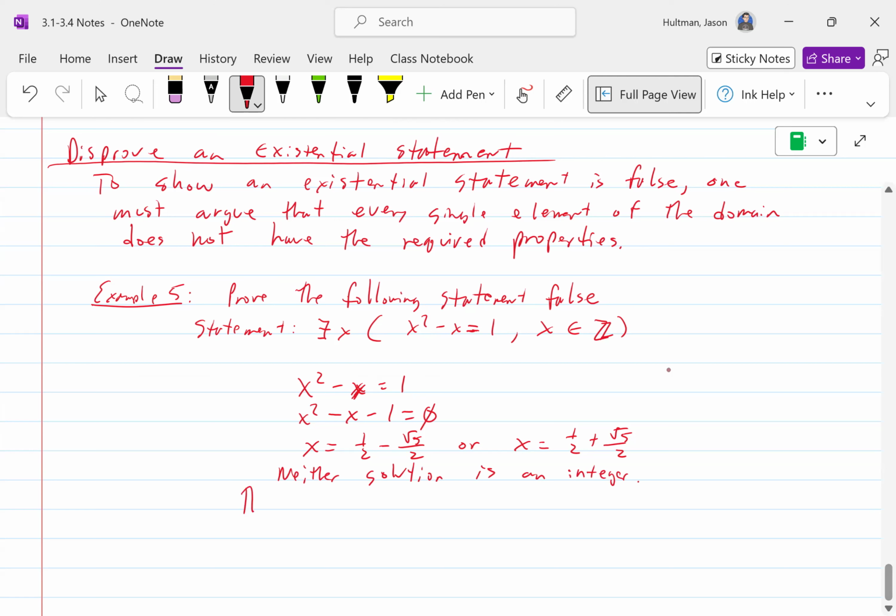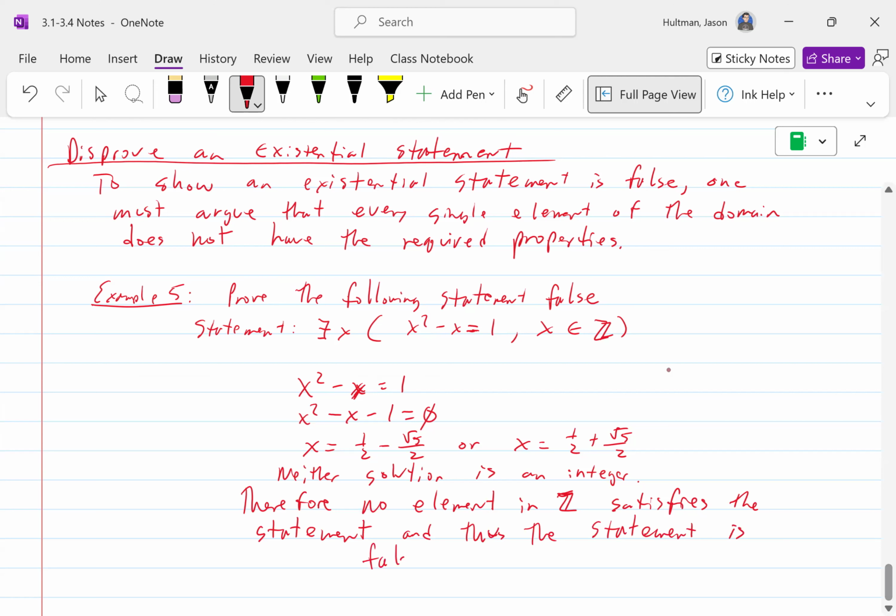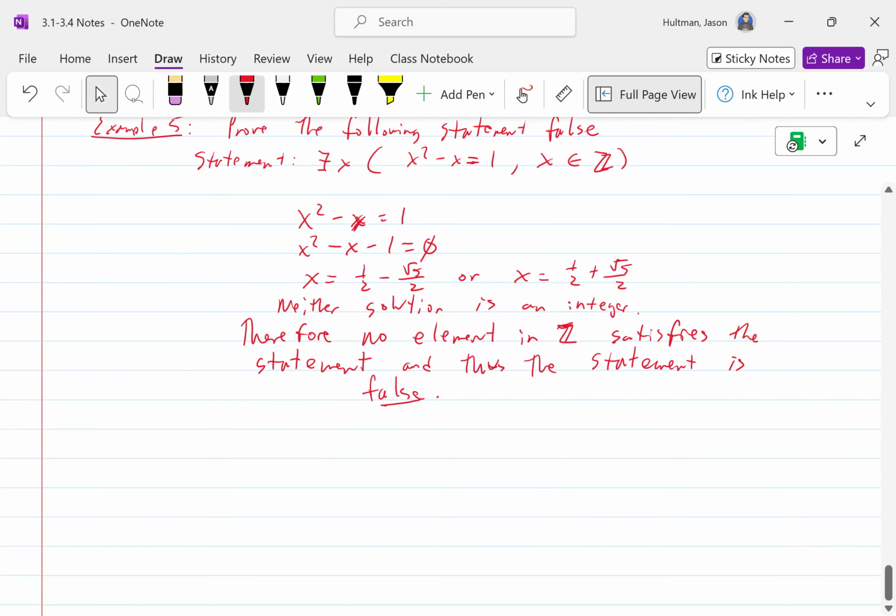Okay, therefore, no element in Z satisfies the statement, and thus the statement is false. Okay. Okay, and that is 3.2.